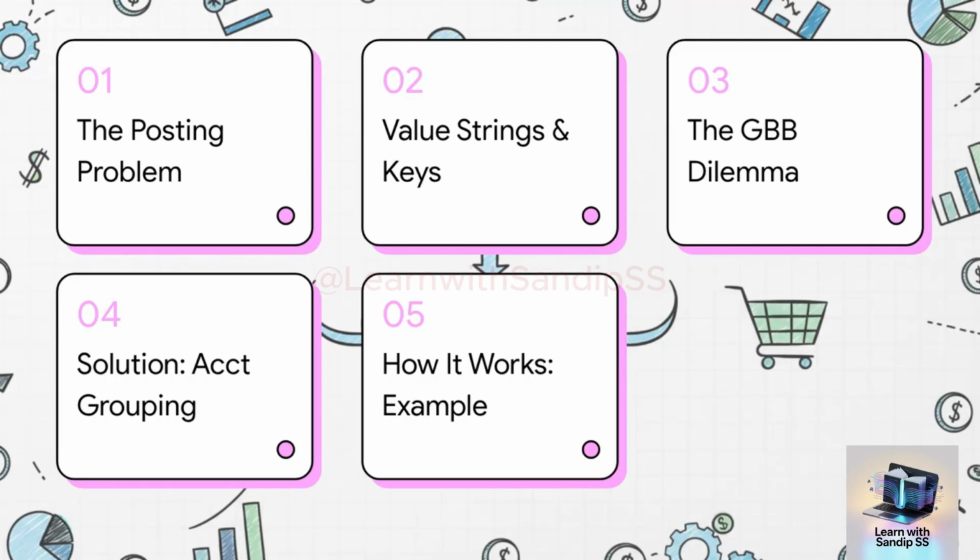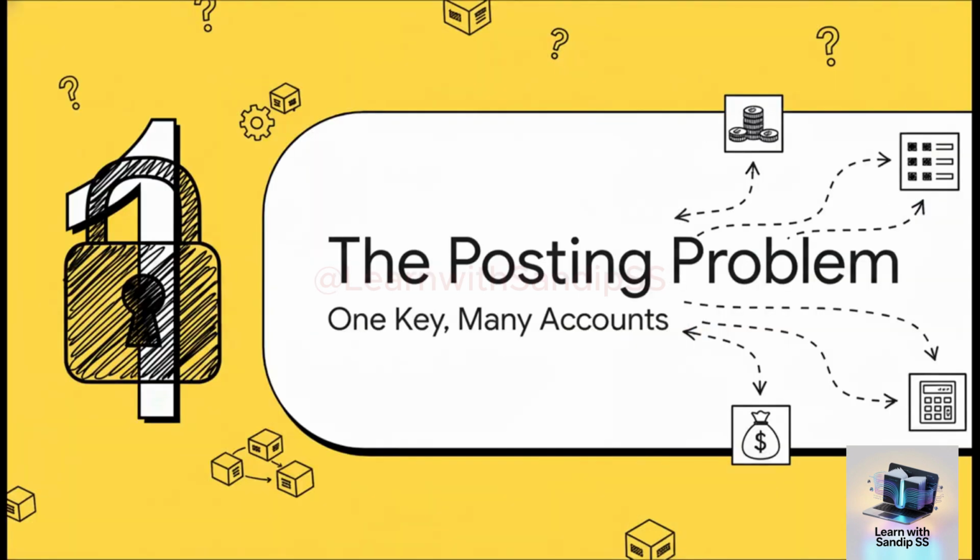Okay, so here's how we're going to break this down. First, we'll talk about the posting problem, why this is even a challenge in the first place. Then, we'll cover the basic building blocks, value strings and transaction keys. That's going to lead us right into what I call the GBB dilemma, a classic SAP puzzle. From there, we'll reveal the solution, the account grouping code, and then we'll walk through a real-world example so you can see exactly how it works. All right, let's dive right in and set the stage.